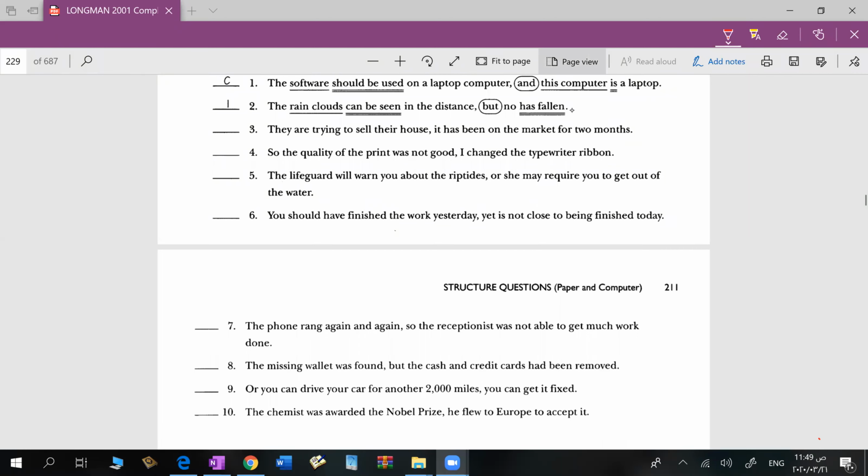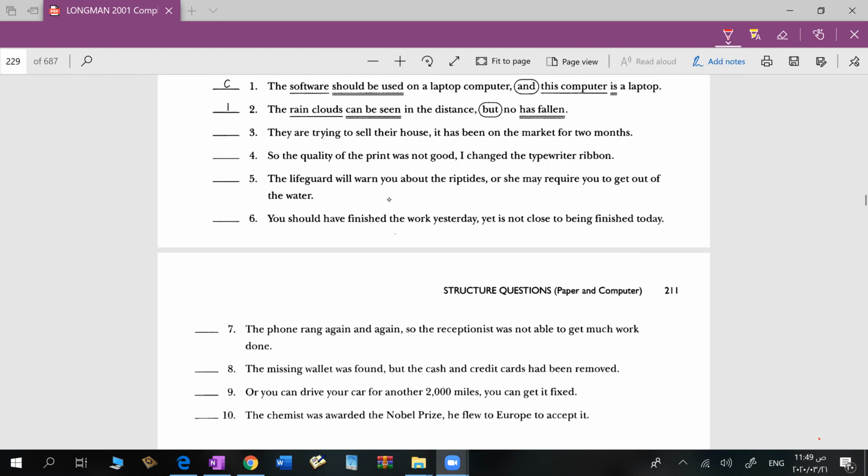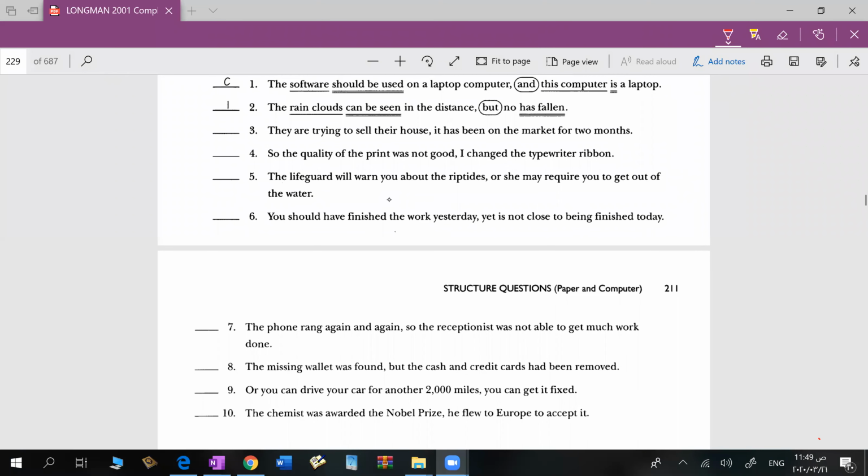Okay, that's it. Let's have a look. The software should be used. This is correct, and the computer is a laptop. Okay, another. Number 2, the rain clouds can be seen, subject verb, comma, but no rain has fallen. Here we don't have a subject. So this is incorrect.